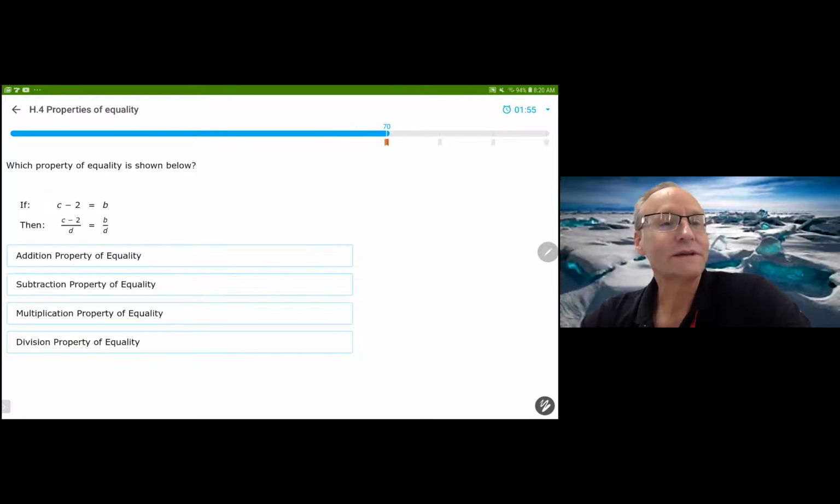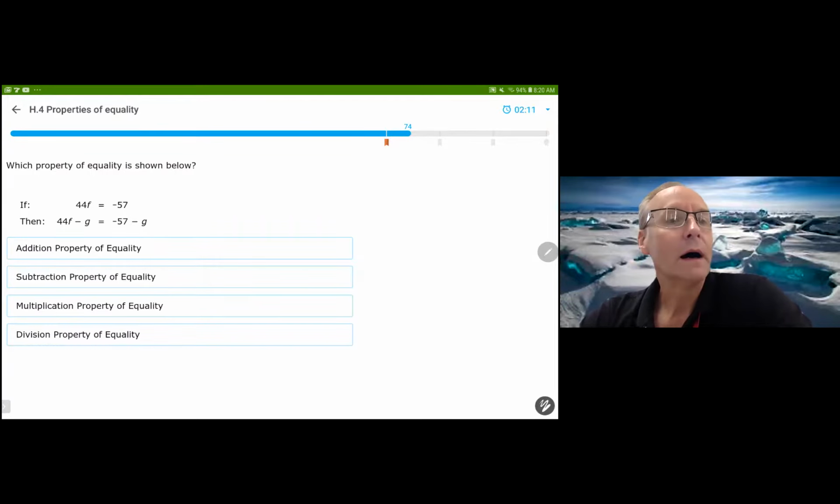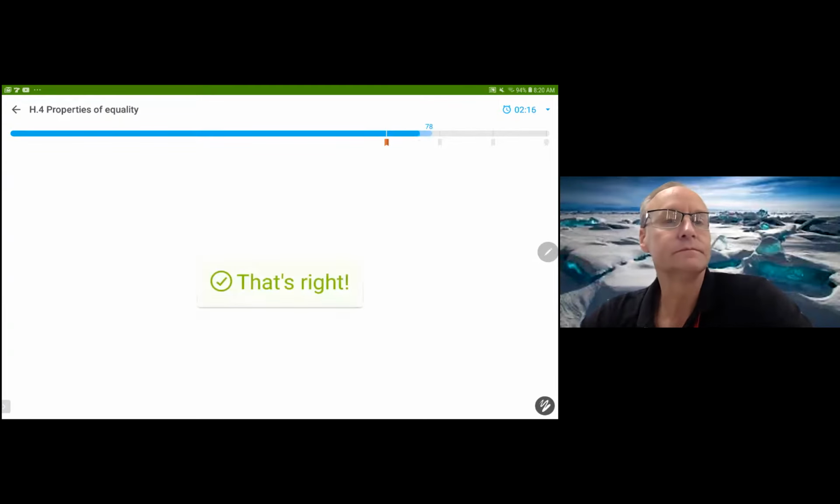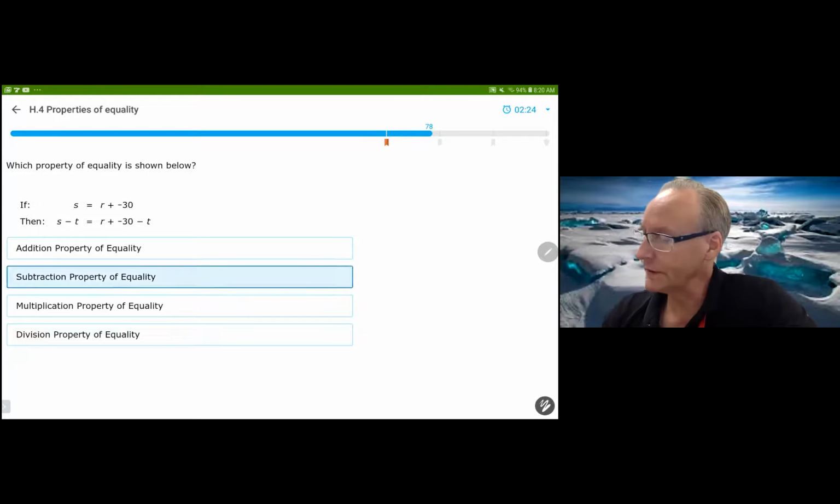And this one's going to go quick. That's nice. They divided by d. That's the division property of equality. Again, somewhere in here, they should have written d is not equal to 0 because you're not allowed to divide by 0. So that's the division property of equality. They subtracted g, so they're doing subtraction. Boy, they want to make absolutely sure you know your properties of equality. That is the subtraction property of equality.